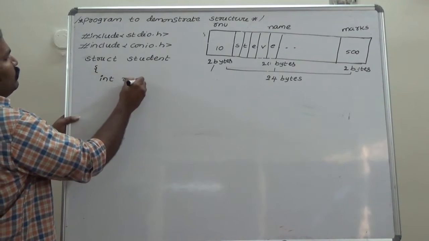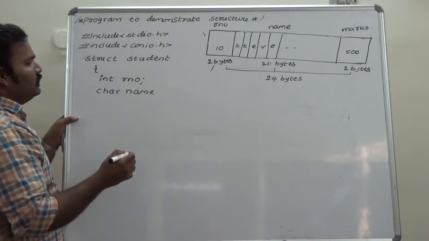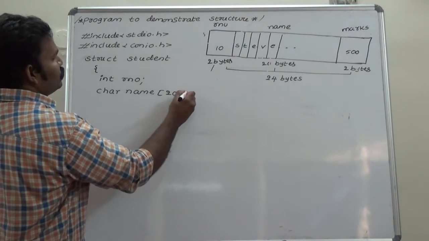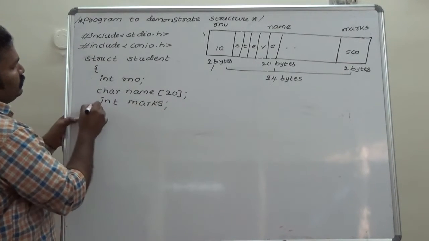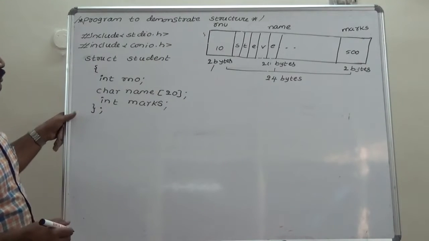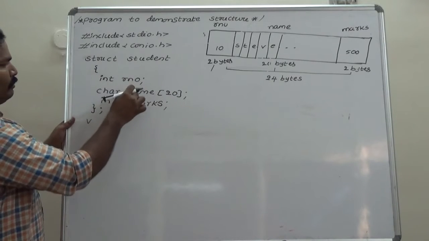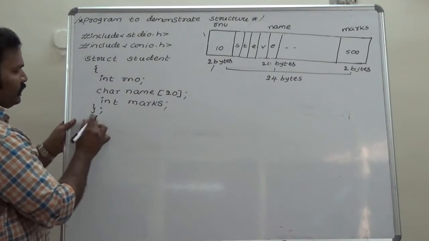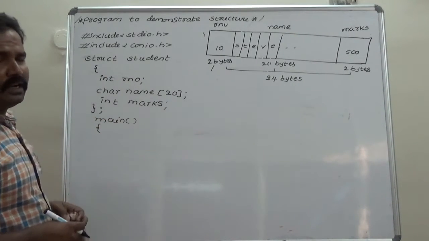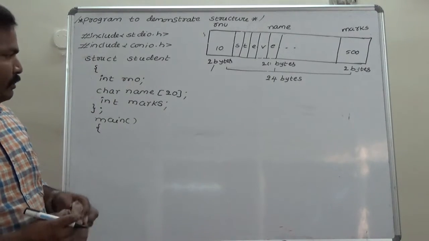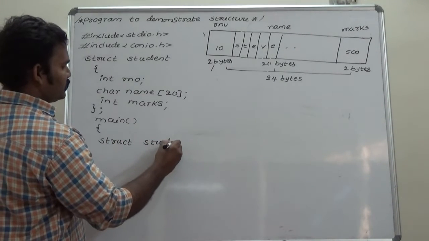Int roll number, char name. Here I am declaring only two variables, roll number and name. So if you want, you can declare marks variable also. If you want to read marks, you can declare marks variable. Okay, same as before example. Next, to allocate memory for these members, we need to declare one variable as struct student s.